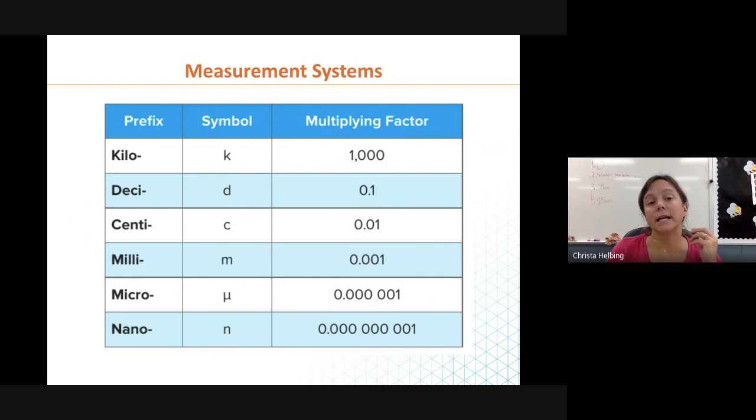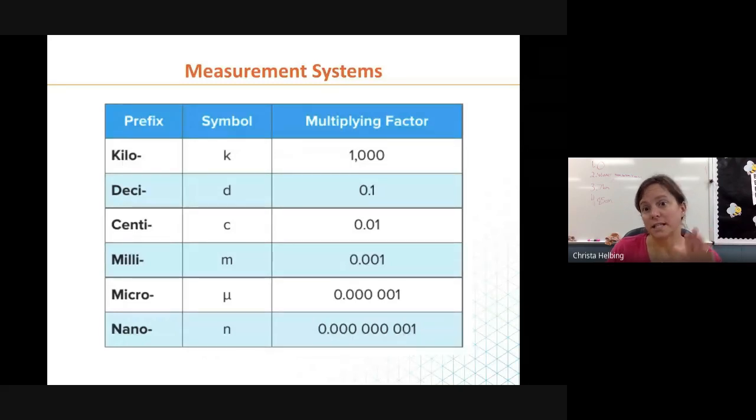Looking at the prefixes and their multiples, kilo is 1,000, and that's pretty much what we use on the big end. There are hecta and deca, but we don't use those very often. Going small, we have deci, centi, milli, micro, and nano. And nano is really small.